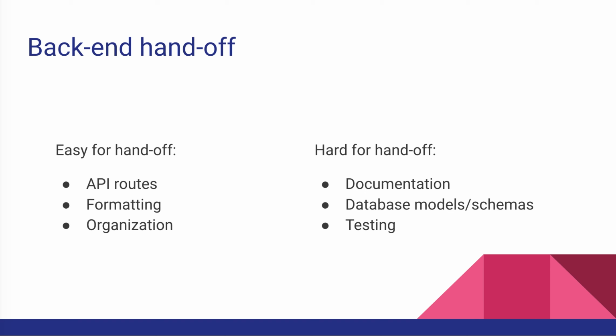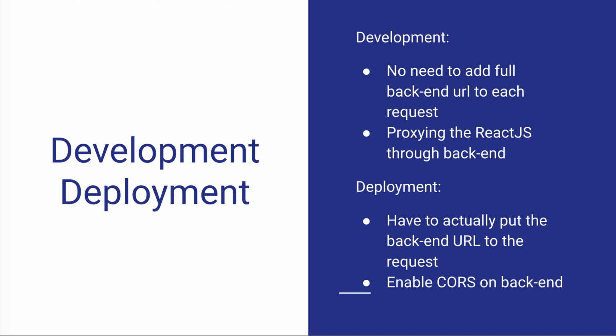On the other hand, everything as far as API routes and formatting and organization of the backend code should be relatively ready for handoff. So this is the difference between deployment and development. For development, we don't need to add a full backend URL to each React request, by proxying the React request through the backend URL. The difference is that for deployment, we have to actually put the backend URL into the request, and we have to enable cross-origin access on the backend side.